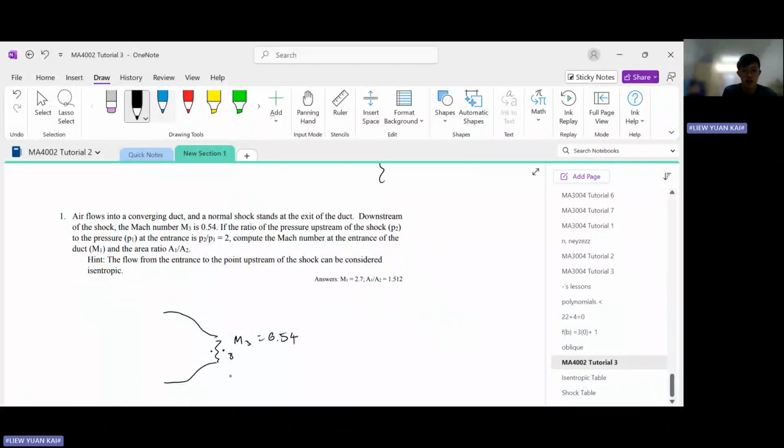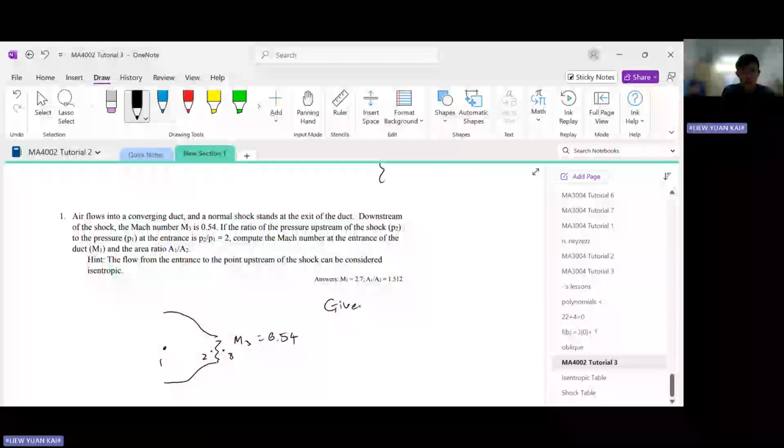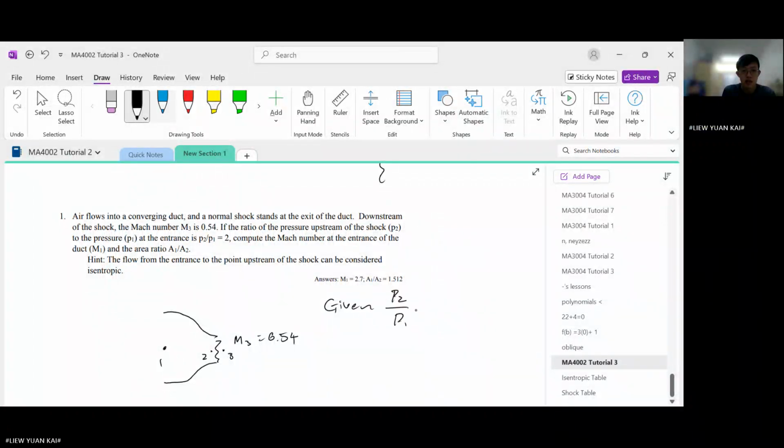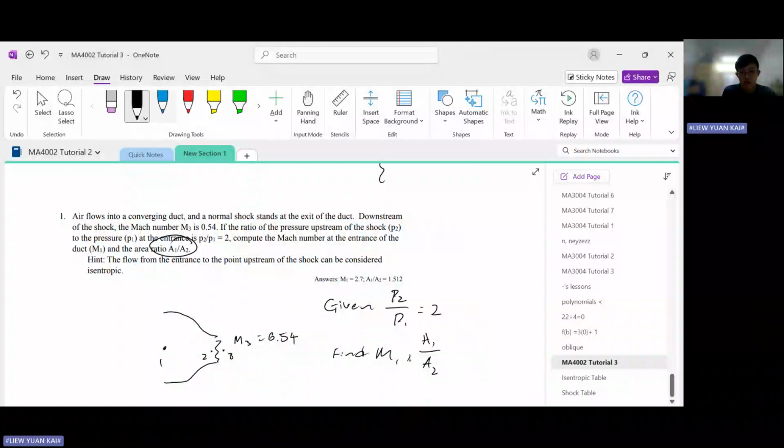Notice that this is subsonic, right? And remember what I said, behind, or should I say, downstream of the shock, it is always subsonic. The pressure ratio upstream of the shock and that at the entrance is given to be this. So this is point 2, and up here is point 1. We're given that P2 over P1 is equal to 2. So compute the Mach number at the entrance, so find M1, and also this area ratio, A1 over A2.